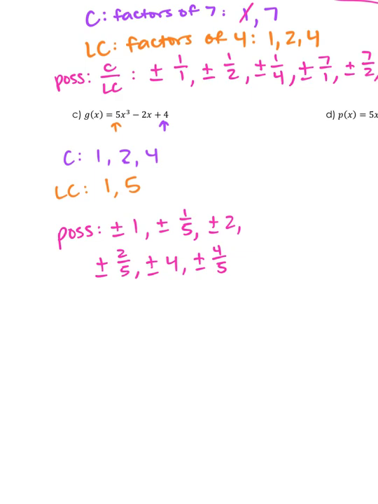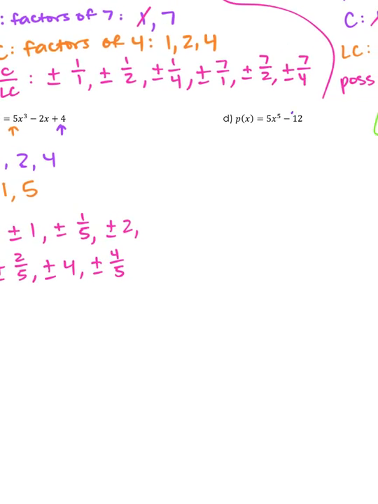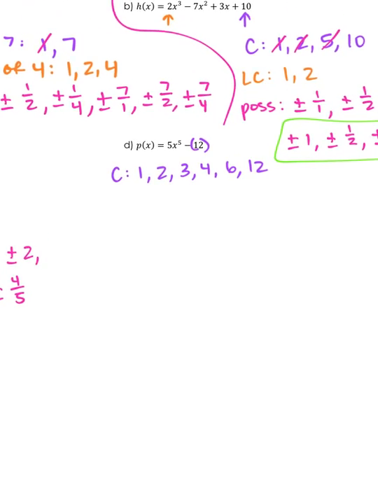And then one thing I want to point out with D, it does say 5x cubed minus 12, but we are really only looking at the whole number part of this. So my constant is 12. So I'm looking for factors of 12. 1, 2, 3, 4, 6, and 12. I don't need to worry about that negative. So ignore the negative. My leading coefficient is 5. So my factors are 1 and 5.